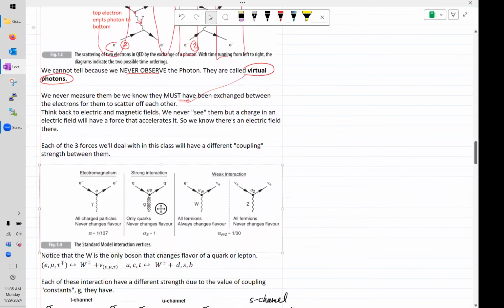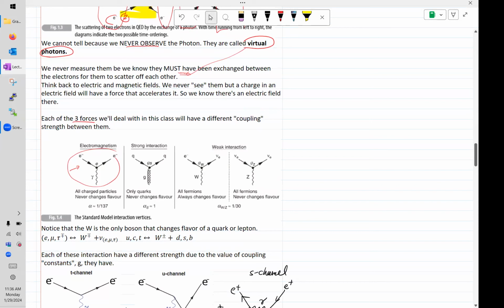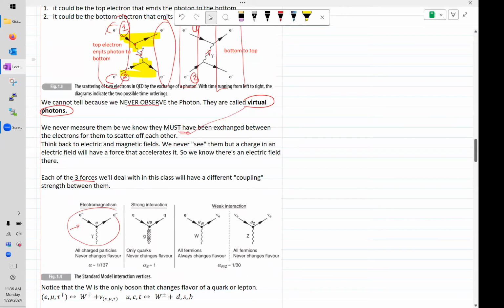In fact, for the 3 fundamental forces that we're going to be dealing with, these Feynman diagrams will be made up of these vertices, okay? These are different vertices. You can see that this one up here, this one down here, is actually the top half of this interaction. In fact, it's also the bottom half, but upside down, right? So that's the electromagnetic interaction vertices. If you put 2 of these together, you have 2 electrons scattering off each other, right?